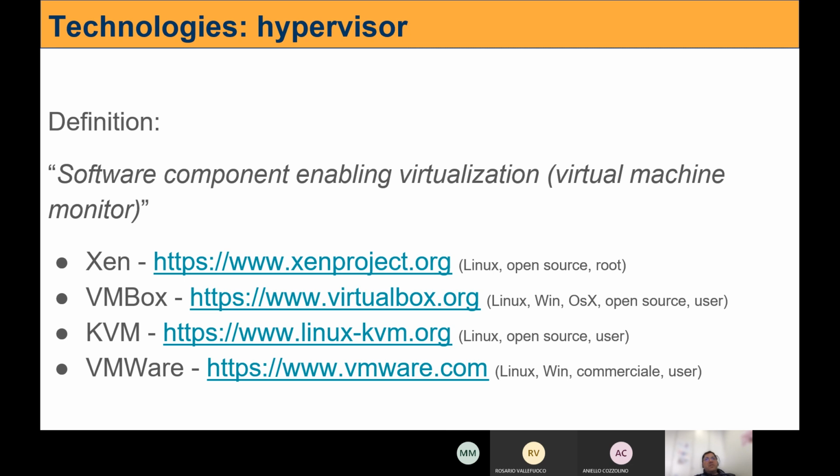VirtualBox is open source, owned by Sun. It works on basically any platform: Linux, Windows, and Mac OS, and it runs at user level. This usually is very comfortable for those learning cloud computing. Everything runs at user level because it is easier to configure. KVM is another hypervisor. It works only on Linux and is at user level. VMware works on Linux, Windows, and Mac. It is business software. It works very well and is at user level. We have even Parallels. Parallels works on Mac OS and is commercial, of course, and it works at user level.